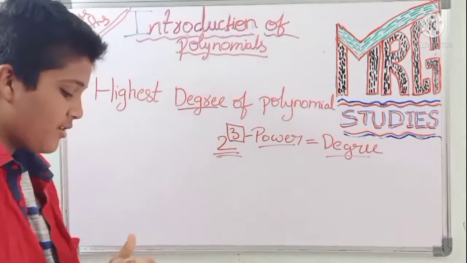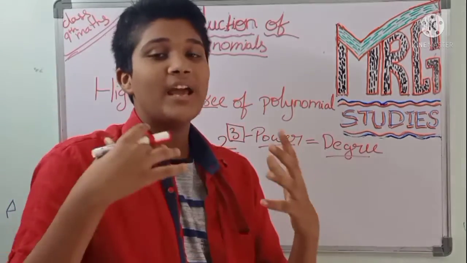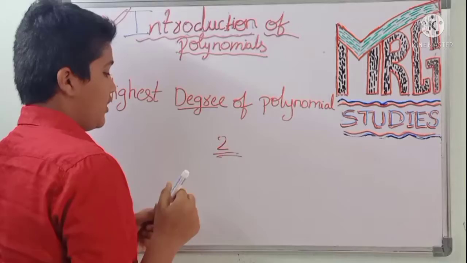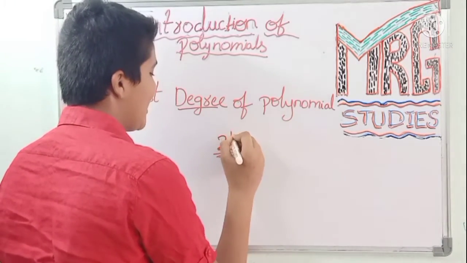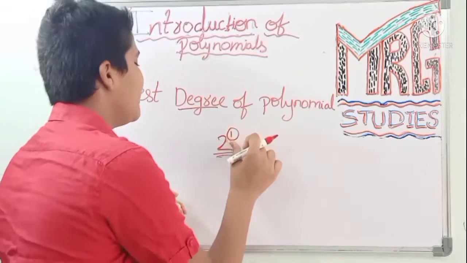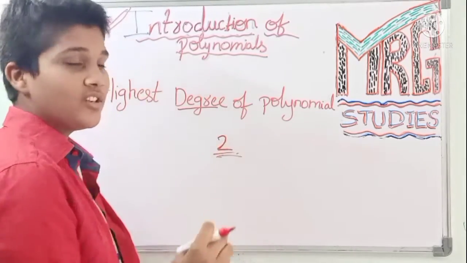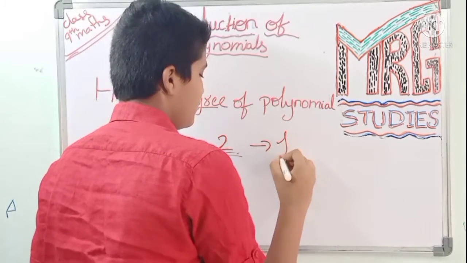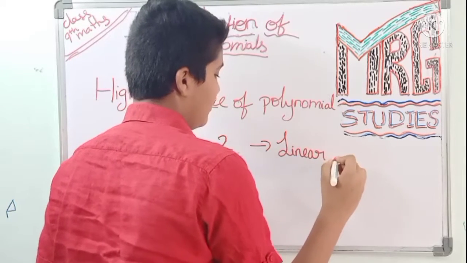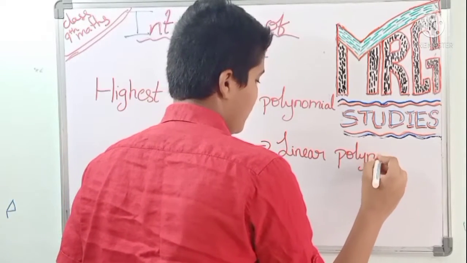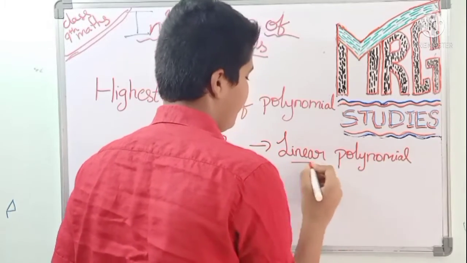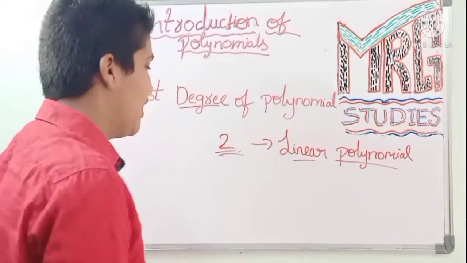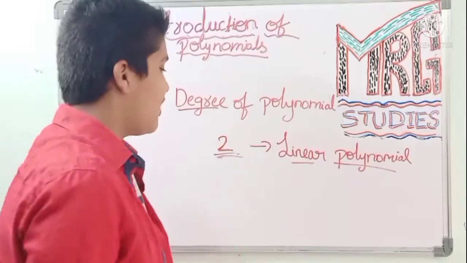Now, there are many types of degrees. If we have only 1 as the degree, and we don't write the degree, it is taken as 1. If 1 is the degree of the term, it is called a linear polynomial. When the first term of a polynomial has degree 1, that polynomial is called a linear polynomial.